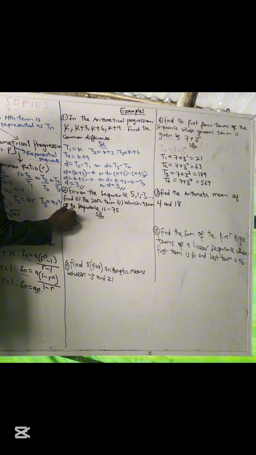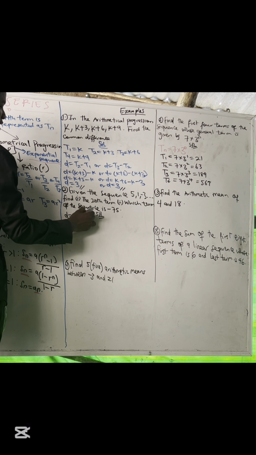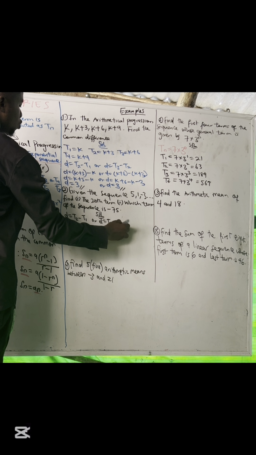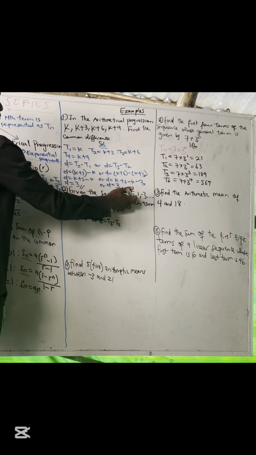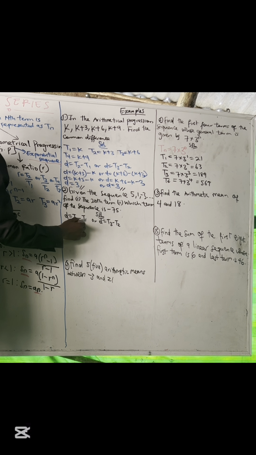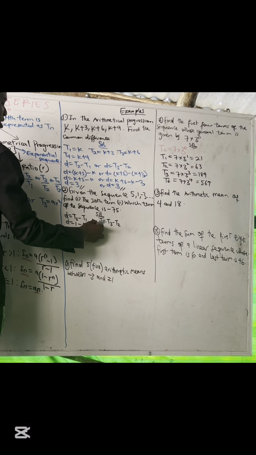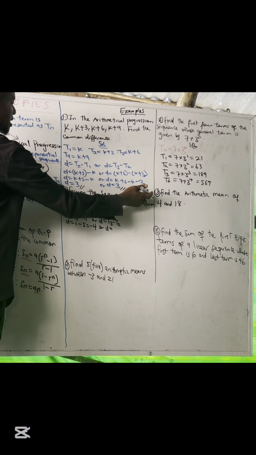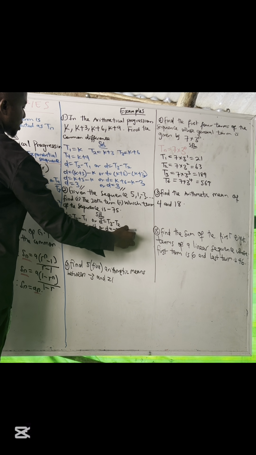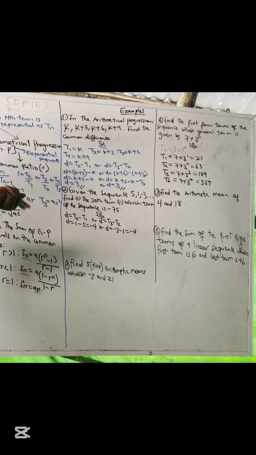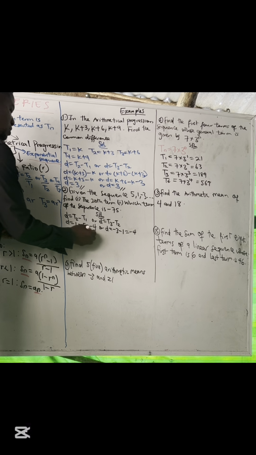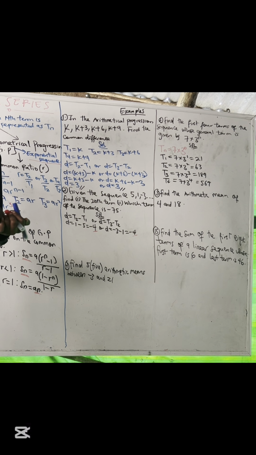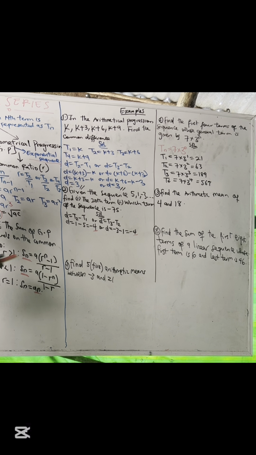We just say D is equal to T2 minus T1, or D is equal to T3 minus T2. Our T2 is 1, our T1 is 5, so D is equal to 1 minus 5. That gives me minus 4. Or D is equal to T3 minus T2. T3 is minus 3, minus 1. That's giving me minus 4. Since the first value I got here for D is minus 4, and the second value is also minus 4, that simply means it has a common difference of minus 4.